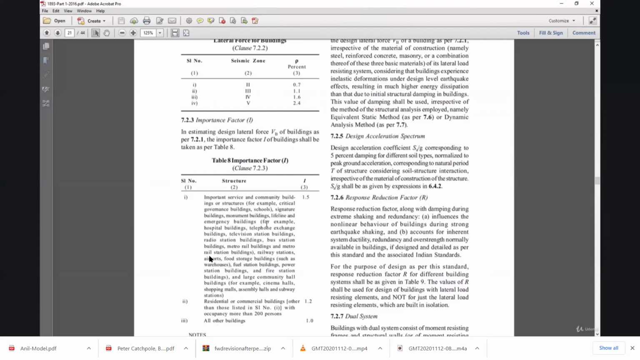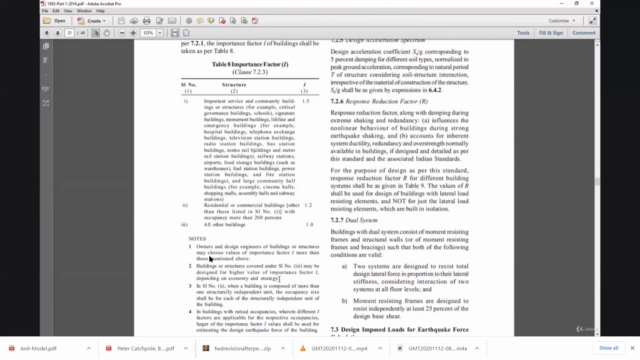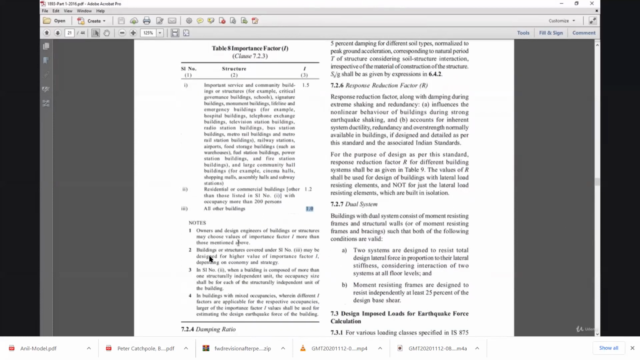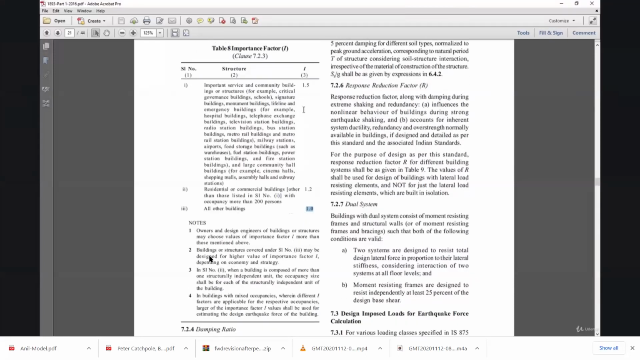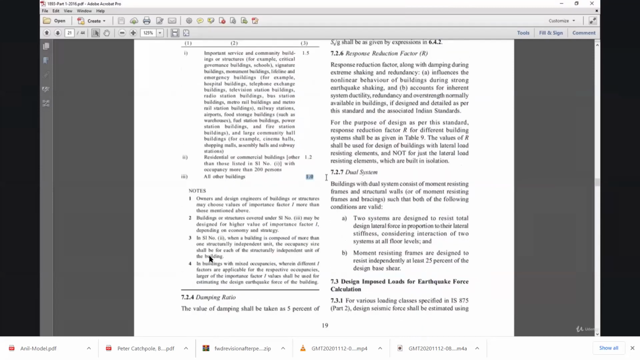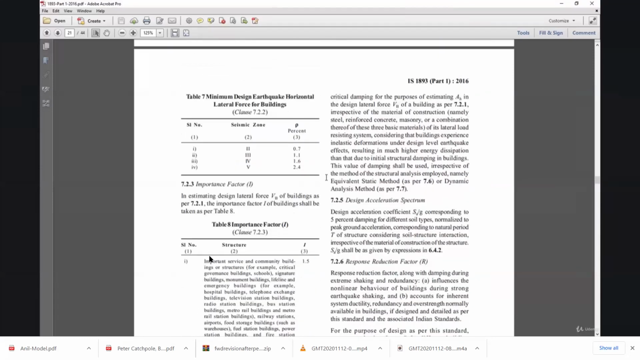After that, importance factor. Importance factor shall be high for hospital buildings, television station buildings, bus stand, metro station buildings, railway stations, fire station, large community hall buildings. It shall be 1.5. For residential and commercial buildings, it shall be 1.2, and for all other buildings, it shall be 1. In addition to that, the code also gives us the freedom to choose the importance factor. We can also go ahead with an importance factor of 2, but it will increase the budget of that building.